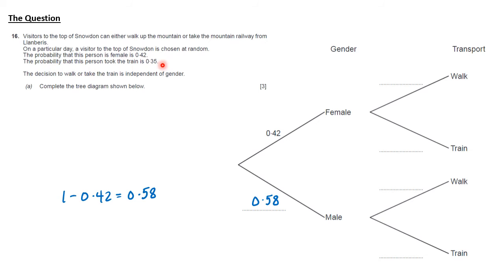So the probability the person took the train is 0.35. So I can pop 0.35 train there, and I know because it's independent, train here is 0.35 as well. We know the probabilities add up to 1. So 1 minus 0.35, the probability of walking must be 0.65, whether you're male or female.